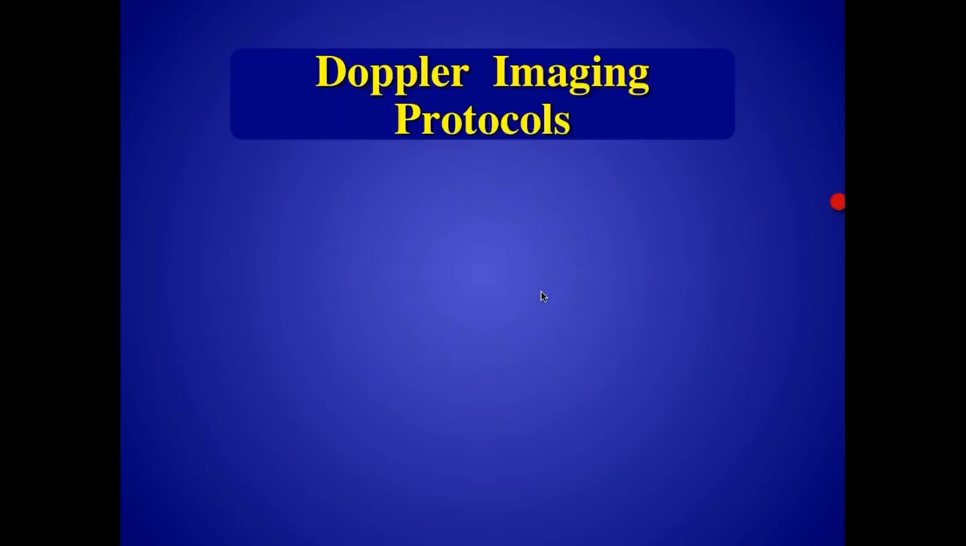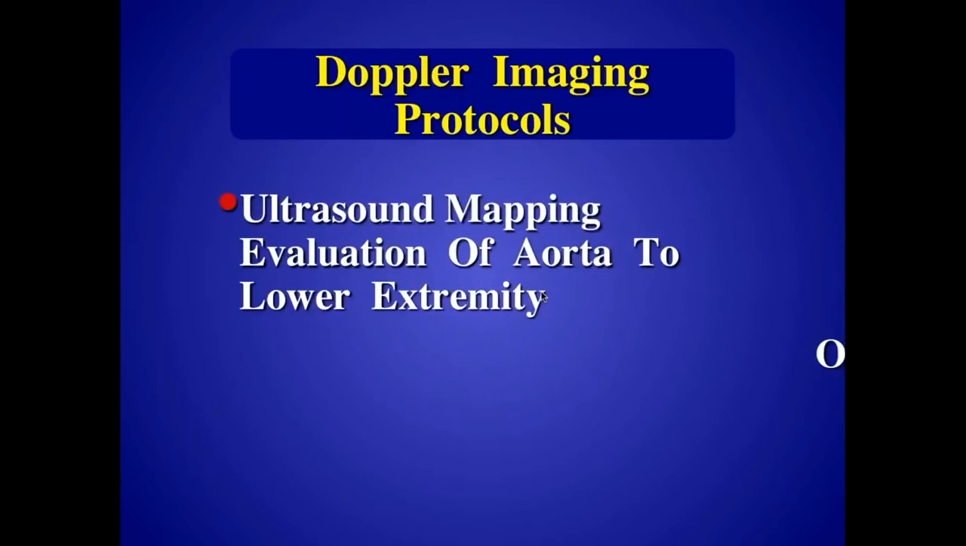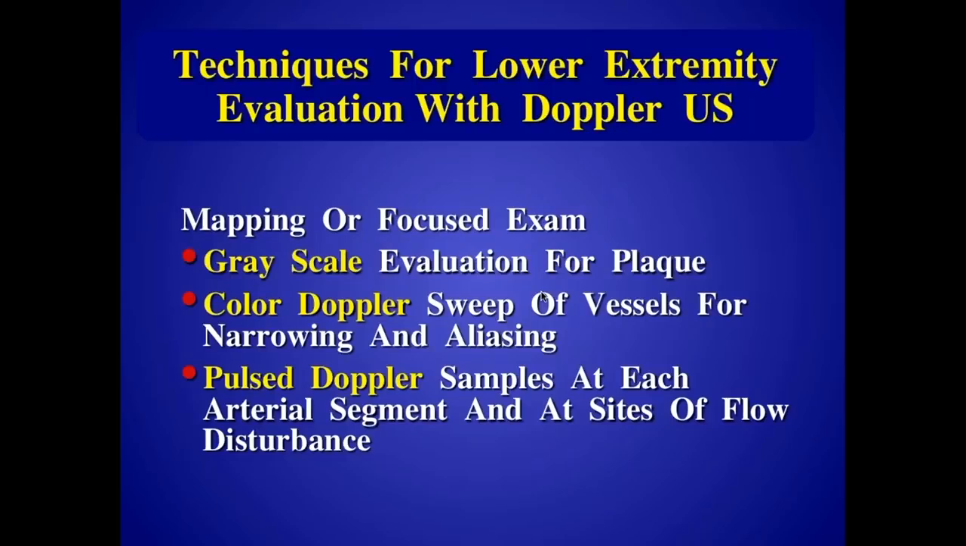We can choose a specific Doppler protocol once we know the level of interest. So the two types of Doppler imaging protocols that we can utilize in our evaluation would be a mapping of the lower extremity, which would be an evaluation of the complete lower extremity from the aorta down to the legs. You can take it as far down to the ankle if you like, or you can do a Doppler evaluation that's focused to the level or segment of interest that is defined by these other tests.